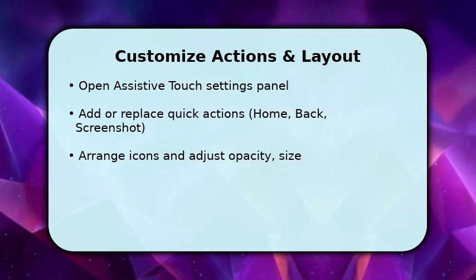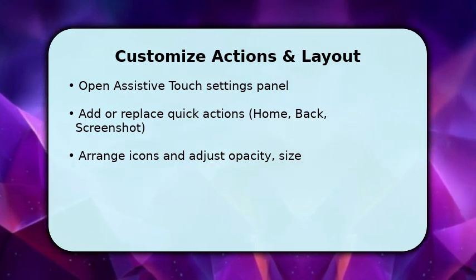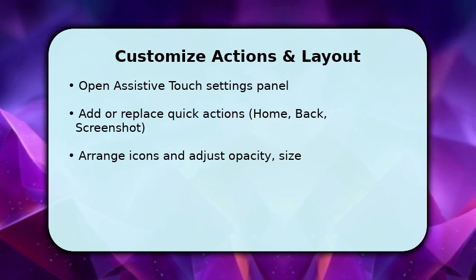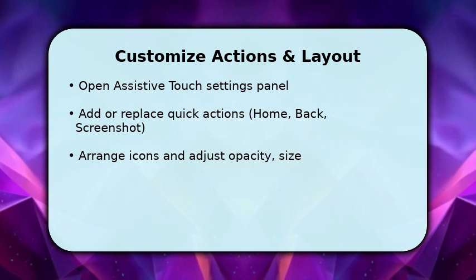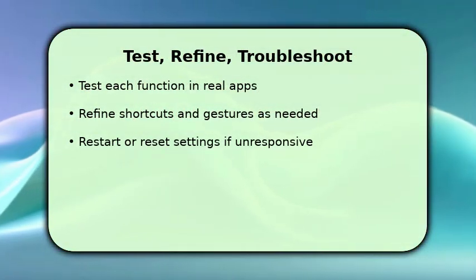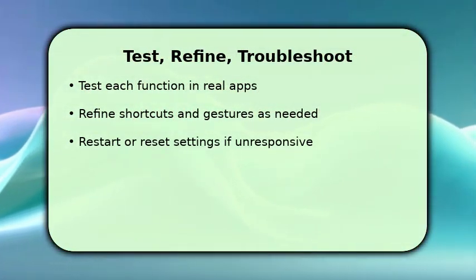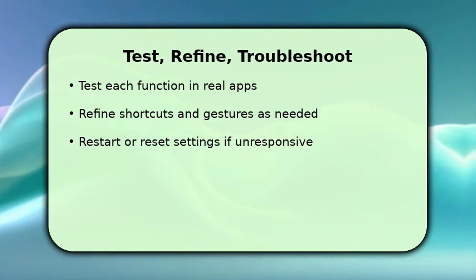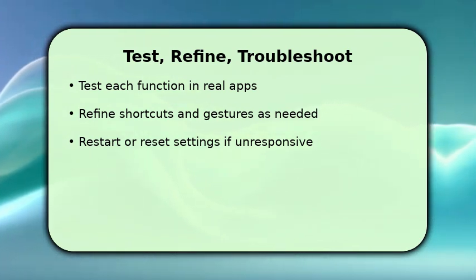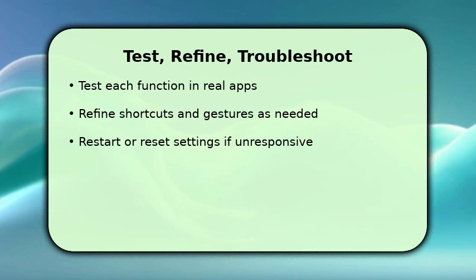Once configured, test each action to verify it performs the intended command. If something feels slow, reduce nested menus for quicker access. Finish by testing the assistive control across apps, Home, Back, Volume, Screenshot, and any custom gestures. If an action misfires, refine the gesture timing or replace the action with a simpler command.